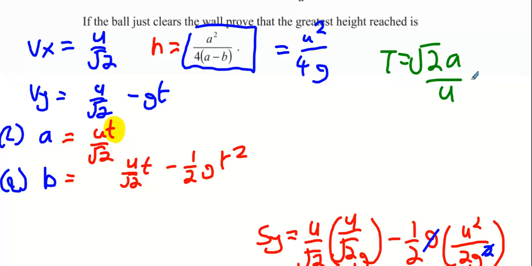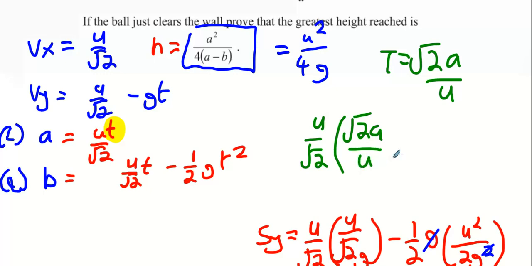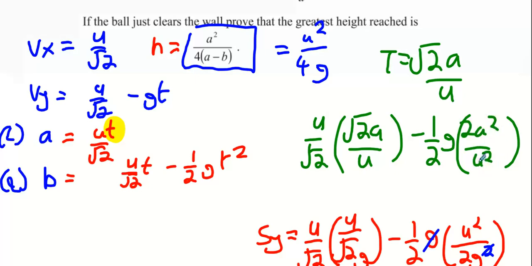Now what are we going to do with that? Sub it in where? Into the b formula. Why? Because it happens at the same time. Sx is a distance a when sy is a distance b. So I'm going to sub it in. I'm going to get u over root 2 times root 2a all over u, and then after that, minus a half g, square that out, 2a squared all over u squared, and that all equals b, right?